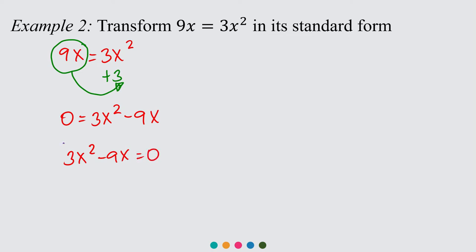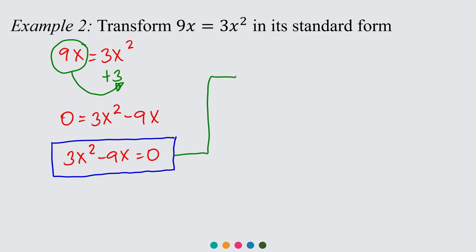And this is the standard form of 9x is equal to 3x squared. So, identify natin yung mga values ng ating coefficients and constant. So, a is 3. Very good. Yung tabi ng x squared. Yung b naman natin ay negative 9. Since wala tayong nakikitang constant o yung c, so c will now become 0. So, that's the example number 2.